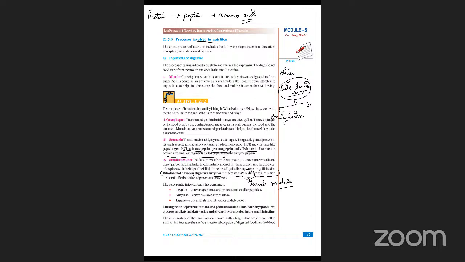Now, what is meant by emulsification? Emulsification is the process in which a big globule of fat is broken down into small globules of fat. Understood? For example, like big rocks when converted into small rocks, you can understand it like this. The big globule of fat is converted into small globules of fat. It is called emulsification.